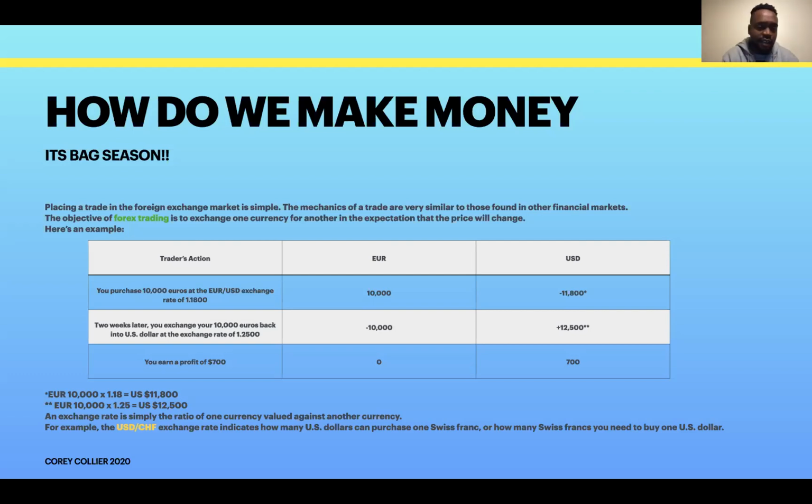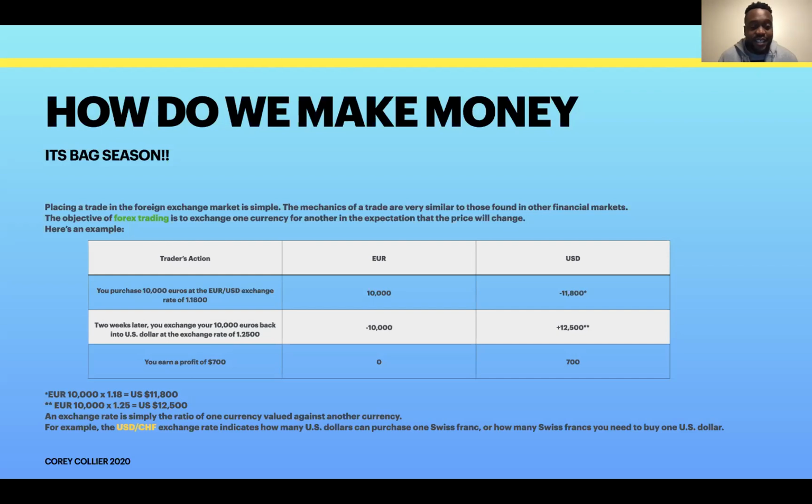So here's the math behind that, guys. 10,000 euros times the exchange rate of $1.18 equals 11,800 United States dollars. All right. So if we close at $1.25, we take those same 10,000 euros, multiply that by $1.25, and we get 12,500. The difference between that, guys, is your profit.